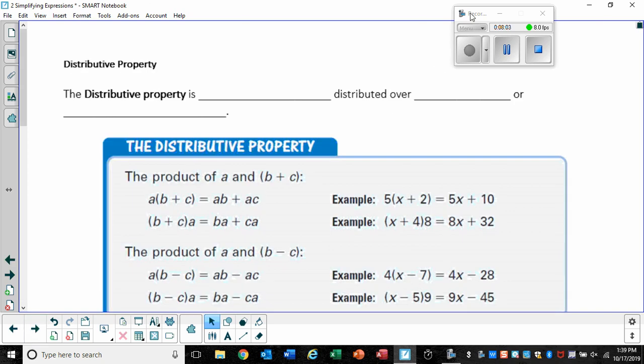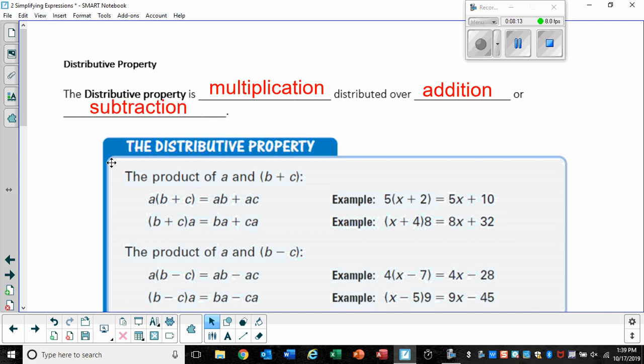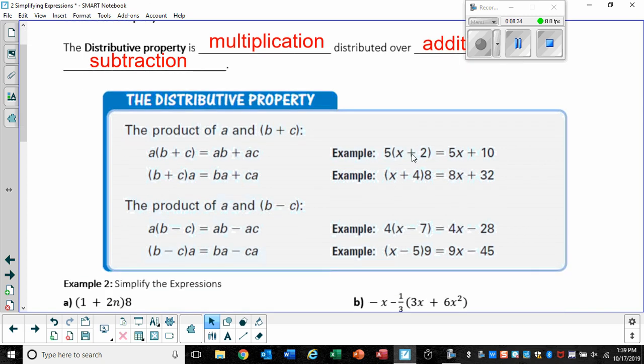Alright. Another way to simplify is distributive property. The distributive property is multiplication distributed over addition or subtraction. So if you have a times the parentheses b plus c, that means you're going to do a times b and a times c. Okay? You simplify it like that. You can look at these examples. If the a is on the outside at all, you're going to multiply it inside. Okay? It doesn't matter if there's addition inside or subtraction inside.